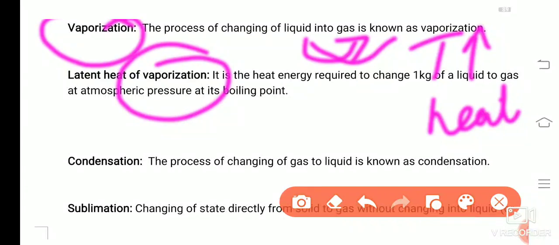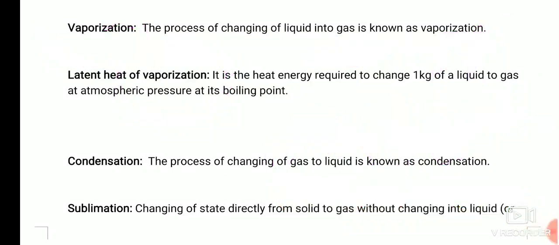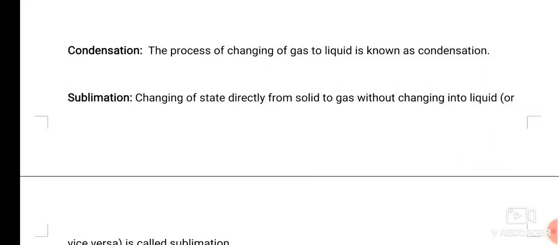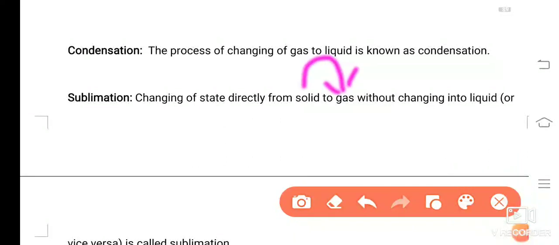What is condensation? When liquid changes into solid or gases change into liquid. Clear? When liquid changes into solid, that is solidification. And condensation means when gases, especially, change into liquid. Now moving ahead, sublimation. What is sublimation? When solid directly changes into gas.